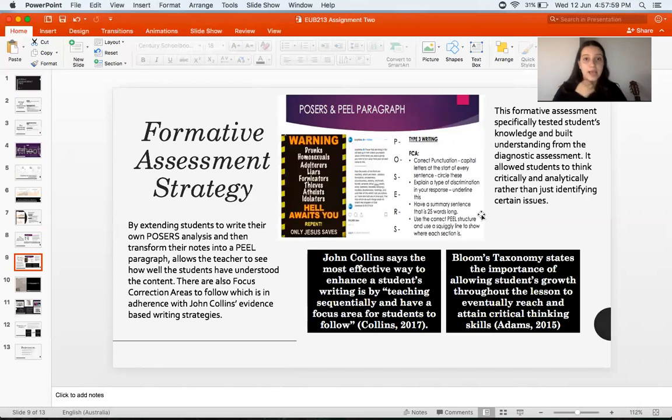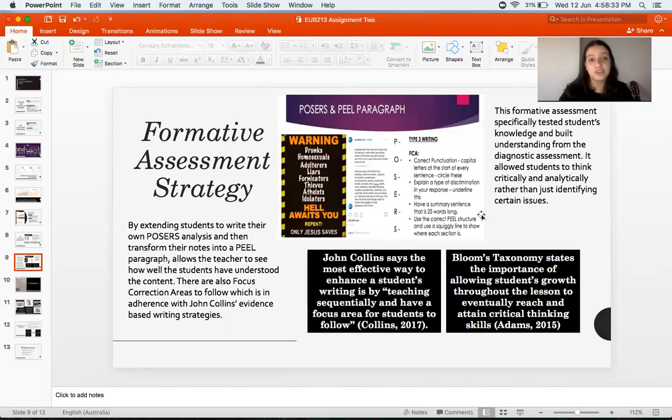In the next few examples, you'll see that this wasn't necessarily adhered to. Students didn't circle or underline these, but I was able to see it embedded into their examples, which was awesome. The formative assessment specifically tested students' knowledge and built understanding from the diagnostic assessment. It allows students to think critically and analytically rather than just analysing certain issues. What I could see from the diagnostic assessment was that students could pick out the issues, but they couldn't necessarily analyse them well or critically think about them.